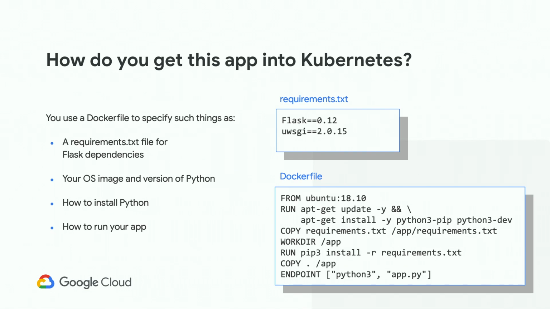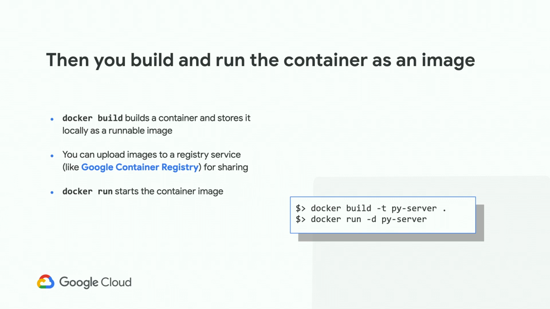And then, how do you get this app into Kubernetes? Pretty simple. You have the app, but you still need to take care of the dependencies. So you have a requirements file and then the Dockerfile, and you can see there in the Dockerfile there's a lot of information. It says you want to run them on Ubuntu, and then you need to install some of those requirements. All right, so once you go through that, you build and run the container as an image.